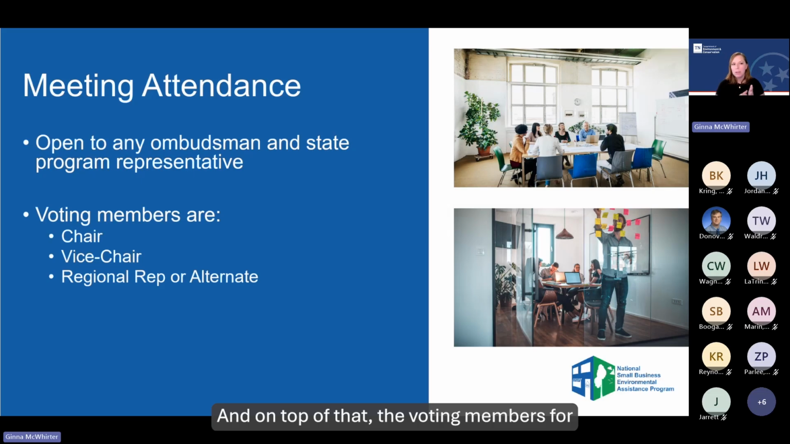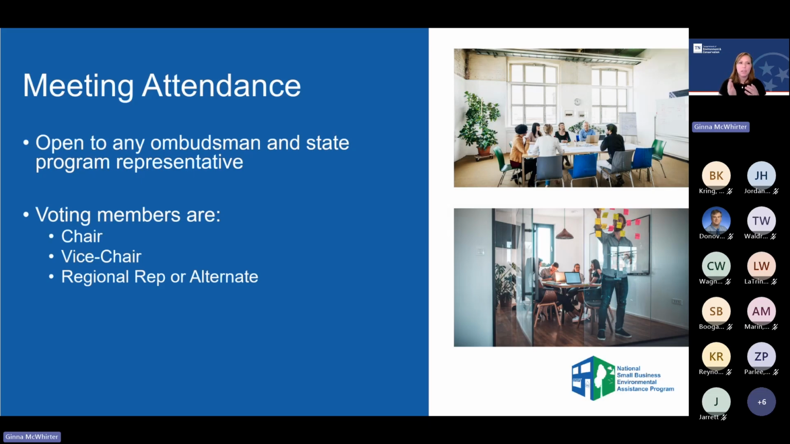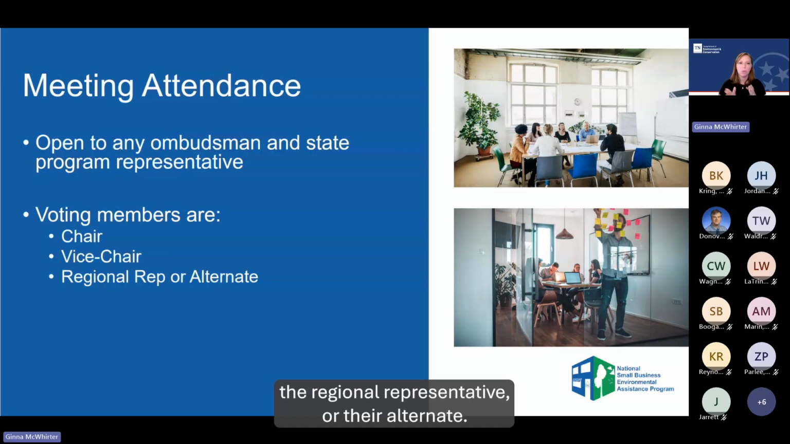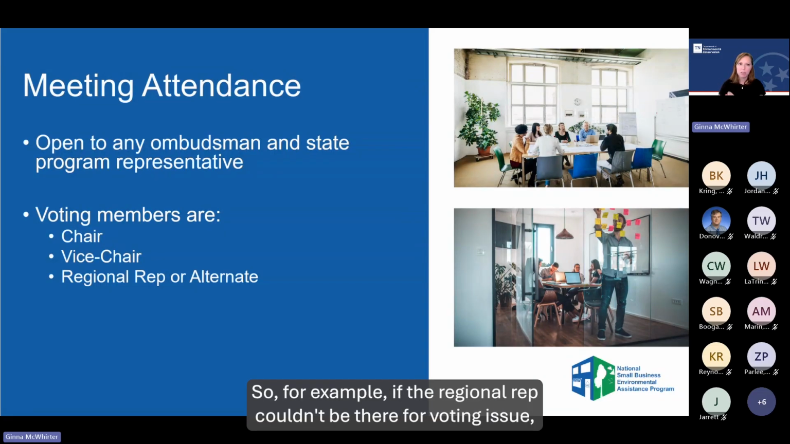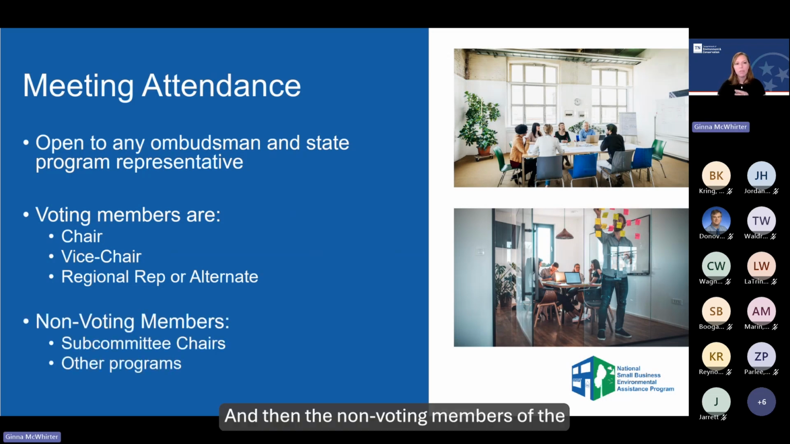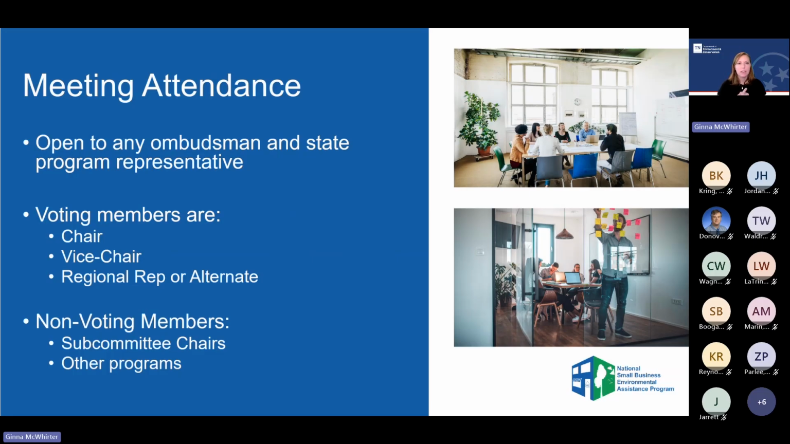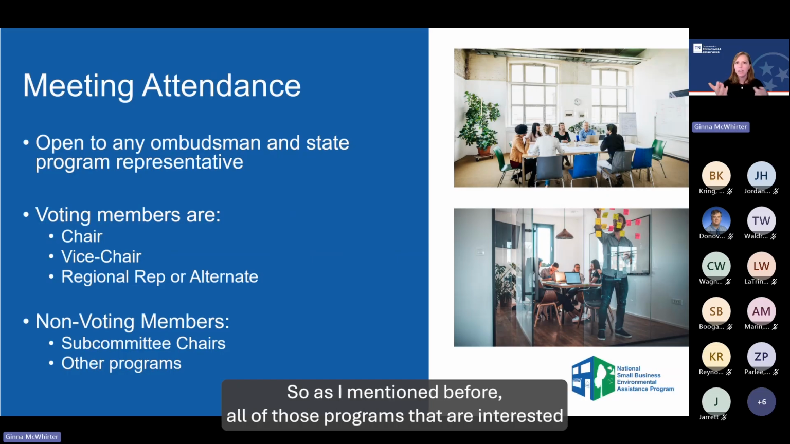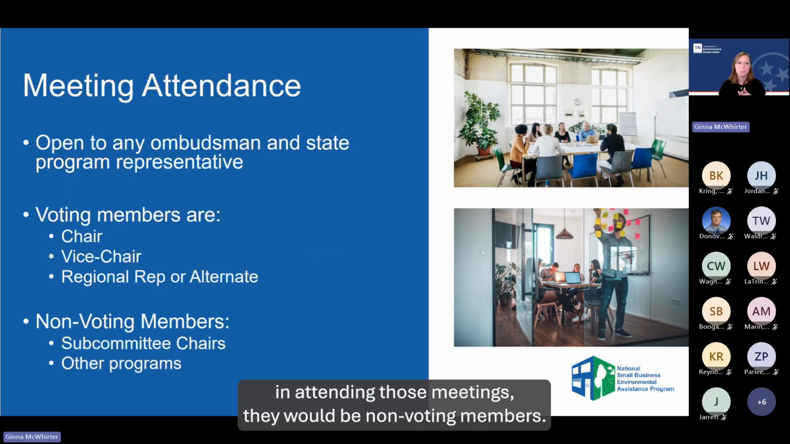And on top of that, the voting members for the National Steering Committee are the chair, the vice chair, and the regional representative or their alternate. So for example, if a regional rep couldn't be there for a voting issue, the alternate serves as their stand-in for that vote. And then the non-voting members of the National Steering Committee include subcommittee chairs and other programs. So as I mentioned before, all of those programs that are interested in attending those meetings would be non-voting members.